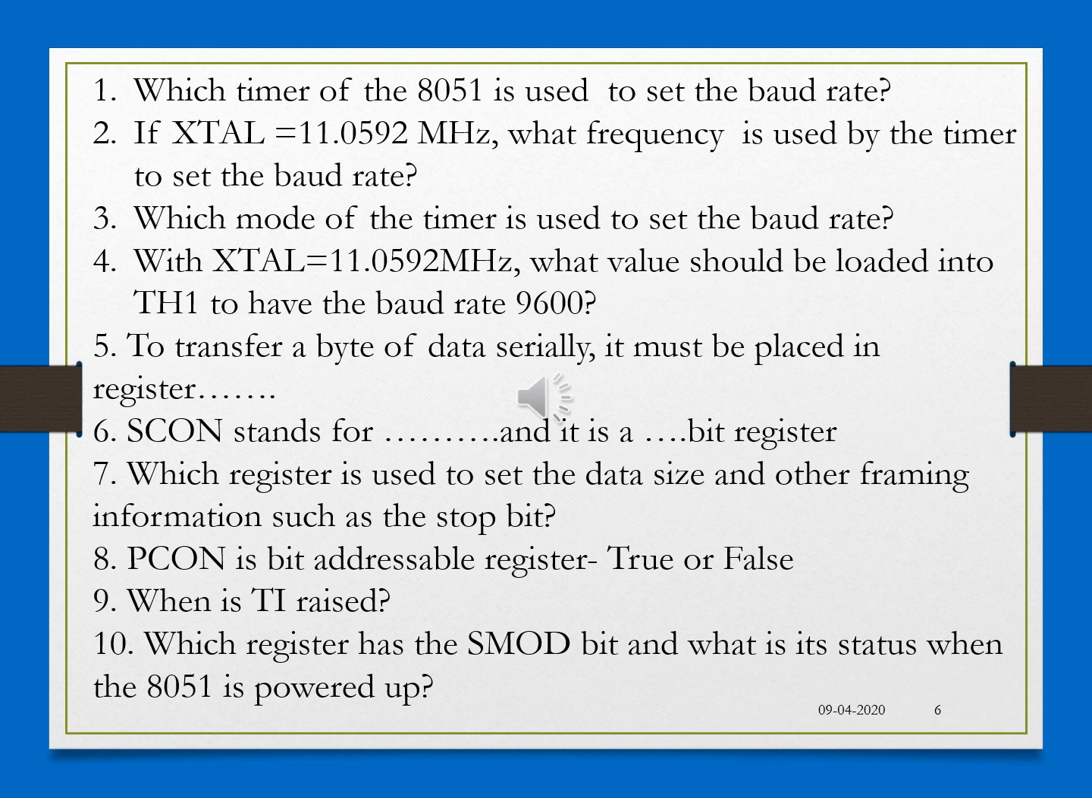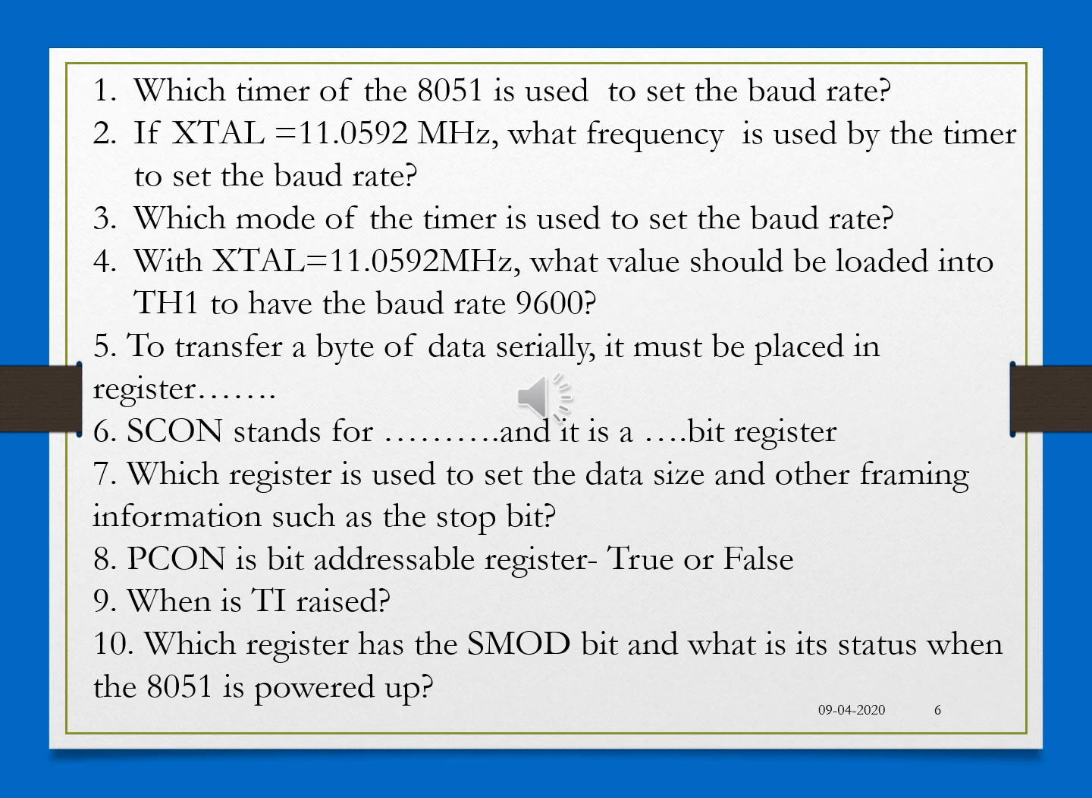Then next question: PCON is a bit addressable register, true or false? The answer is false, right? PCON is not a bit addressable register. That's why you take it to accumulator first, then set the D7 bit. If you want to double the baud rate, the SMOD bit will be made 1 in accumulator, and then you send it back to PCON, right?